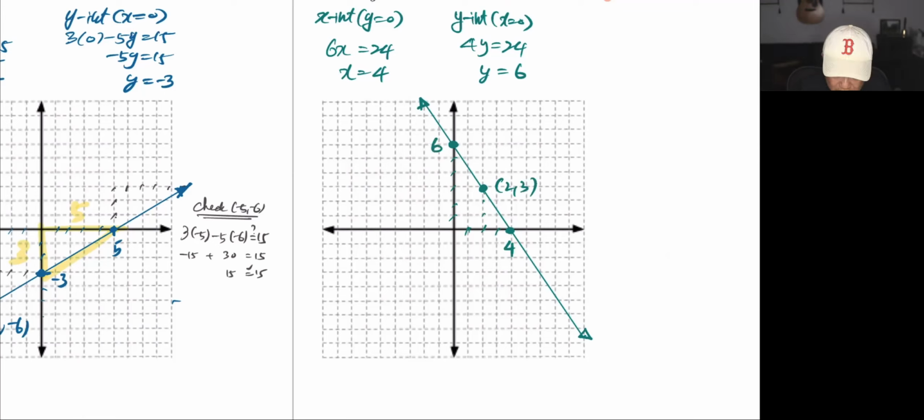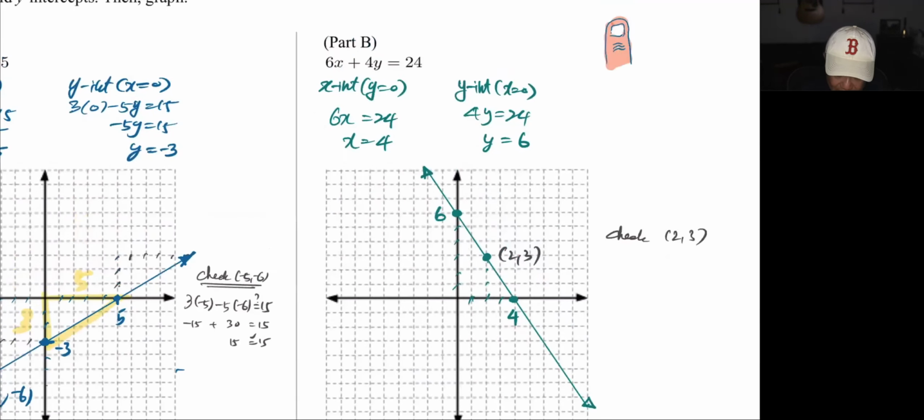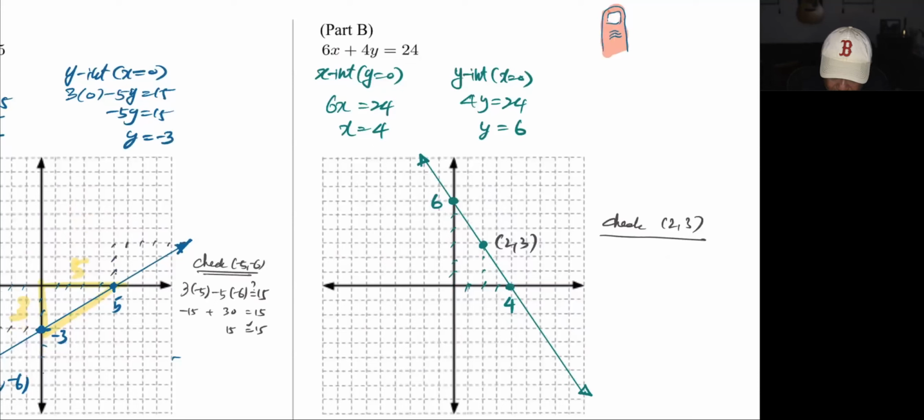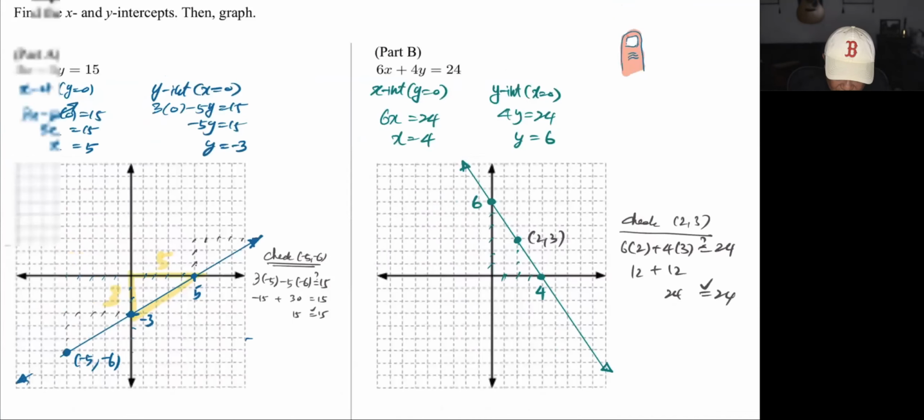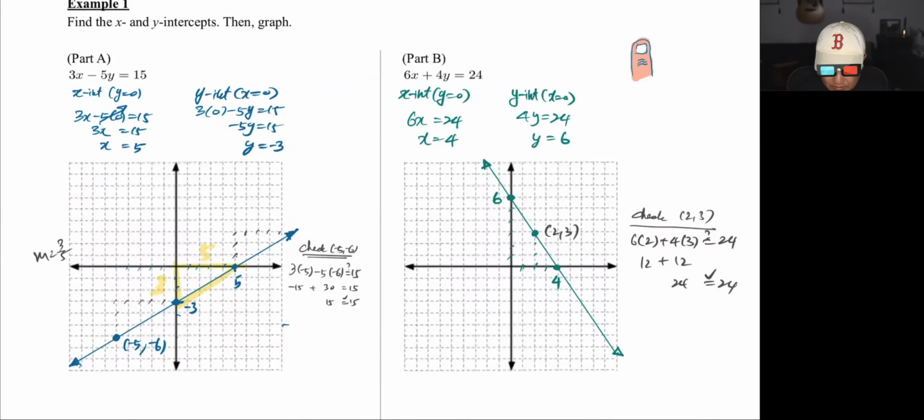Okay, let's check out the point 2, 3 to see if it works out. And if it does, I'll be very confident that this line is absolutely correct. And my equation is what? 6 times x, which is 2, plus 4y, which is 3. Question mark, is that 24? 6 times 2 is 12. 4 times 3 is 12. They add up to 24. Check. Yes, this graph, therefore, is correct.